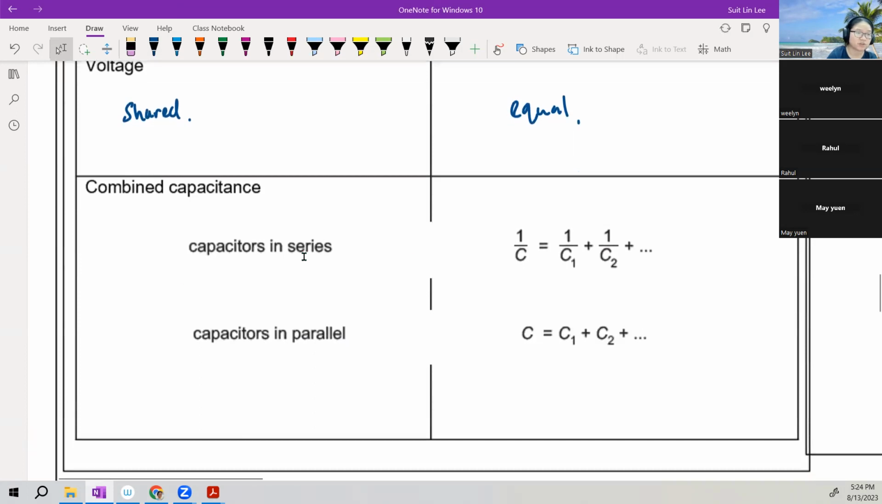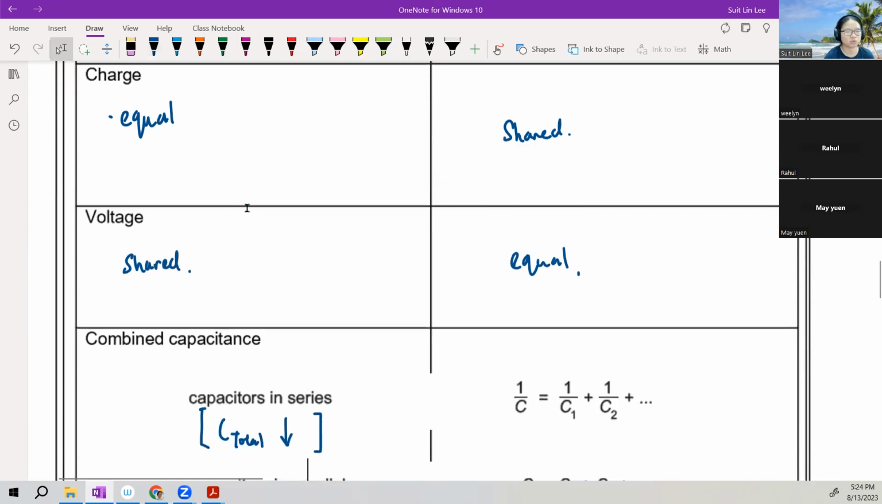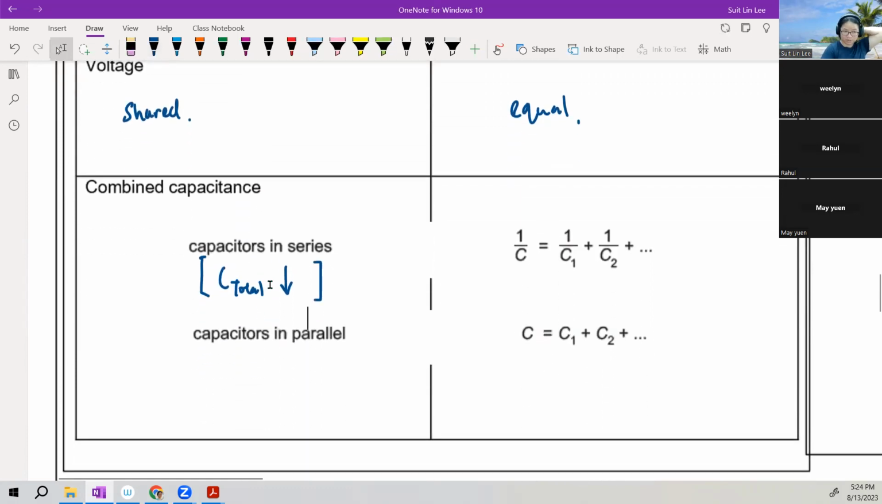All right, which means if I look at the combined capacitor in series, it will cause the total capacitance to decrease. Because right now I have more and more capacitors to charge, because when I charge one, I have to charge all, since the charges are equal. So this means the total capacitance will decrease. For parallel, the total capacitance increases, because I just add them up.